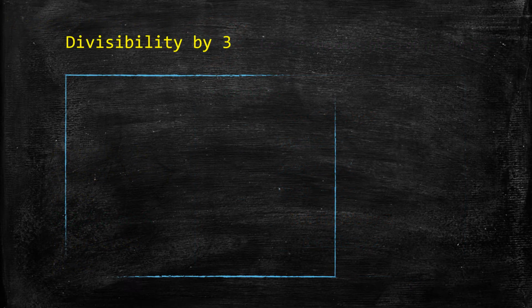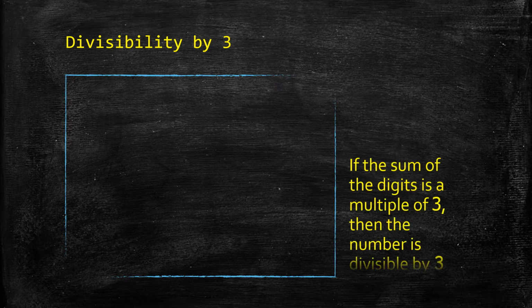Divisibility by 3. Look at the rule. If you're given a big number, you will just have to add all the digits of that number. If the sum of all the digits is a multiple of 3, then the big number is divisible by 3. Otherwise, no. Let's see with some examples.